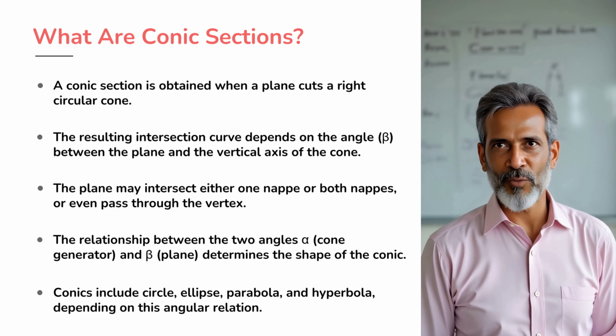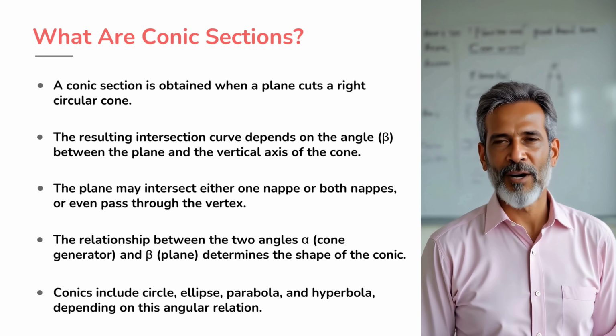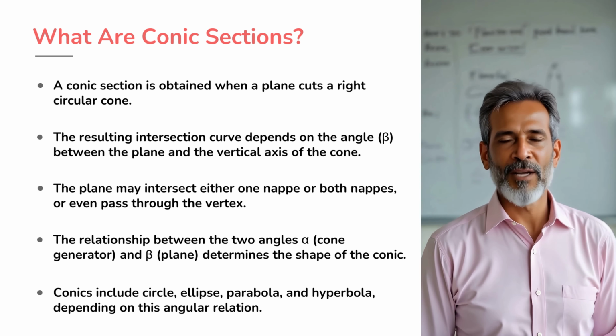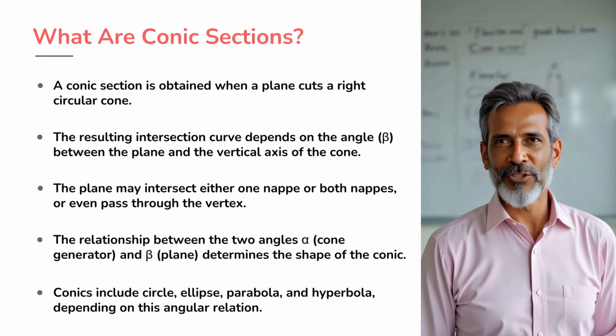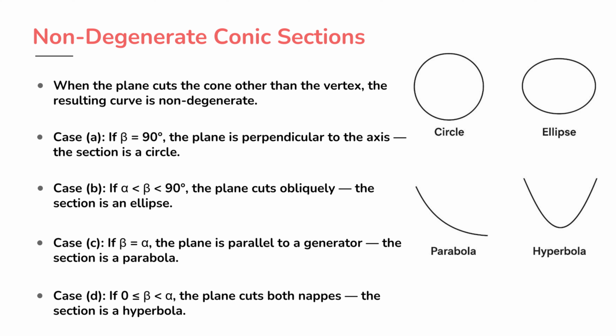If the plane cuts one nappe, that is, just the top or bottom half, we get one kind of curve. But if it cuts both nappes, that's when the real fun begins. The shape changes entirely. So remember, the dance between alpha and beta decides which curve we'll see. Okay, now comes the fun part. Let's see the different curves we can get by changing that angle beta.